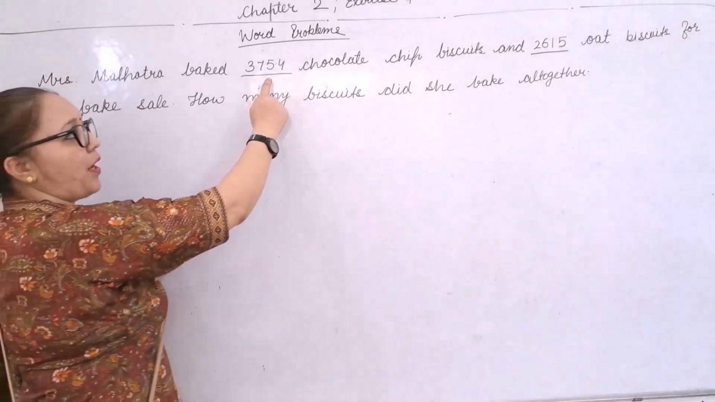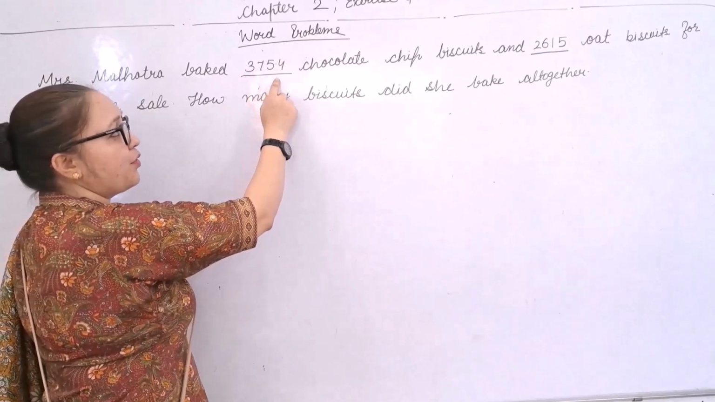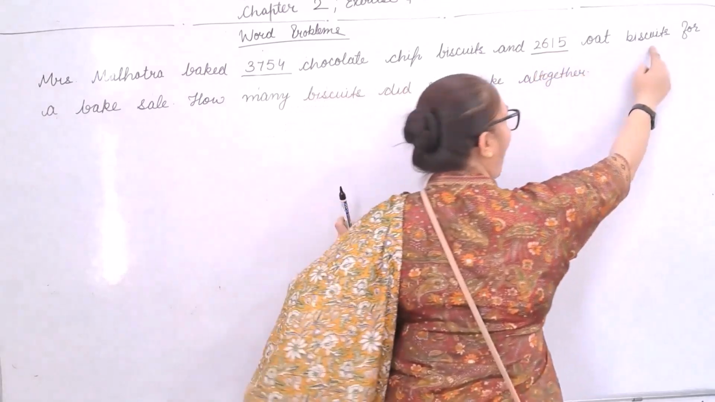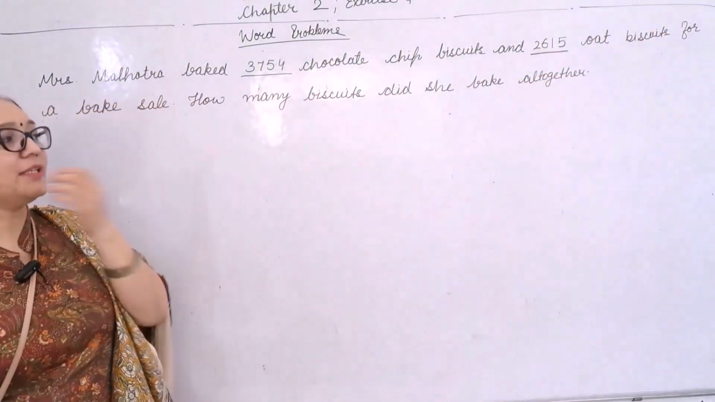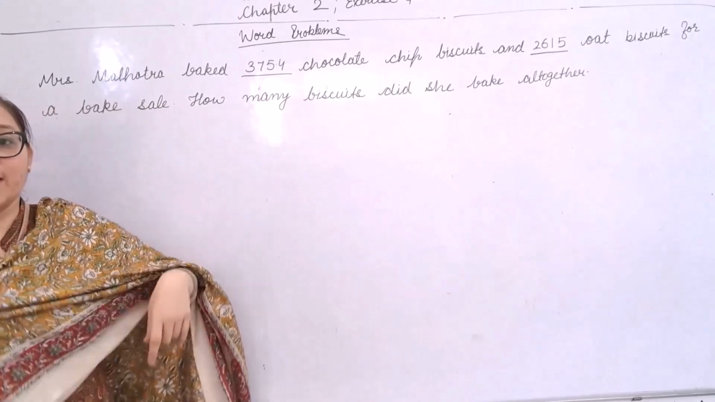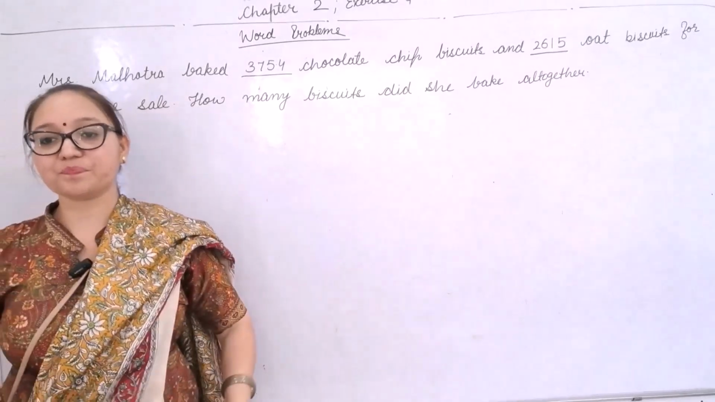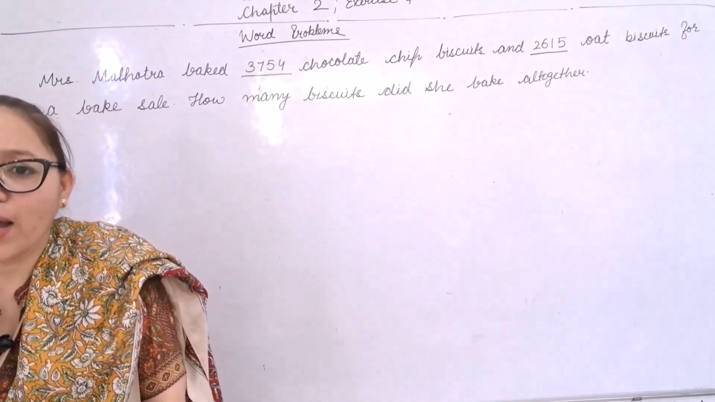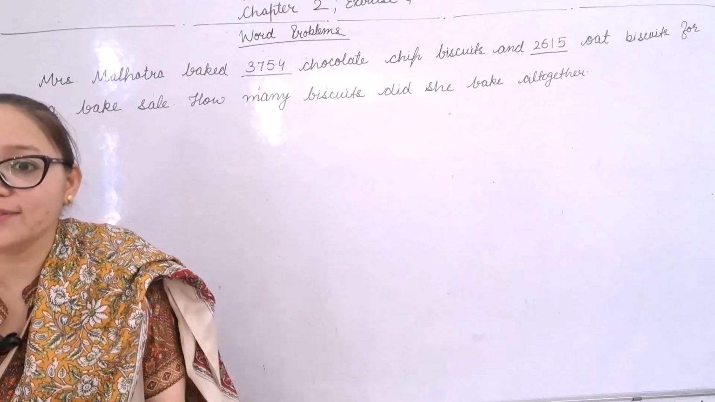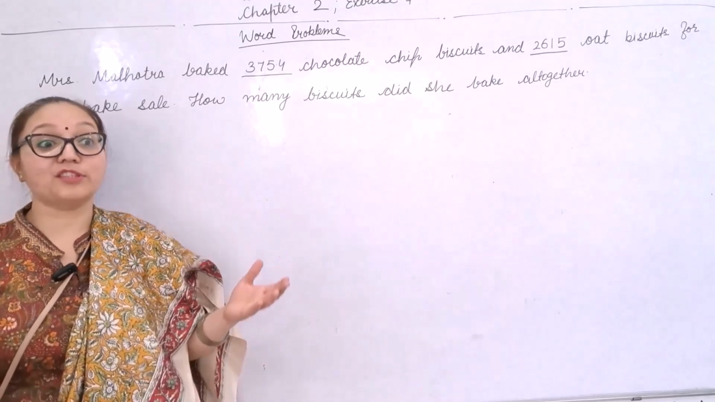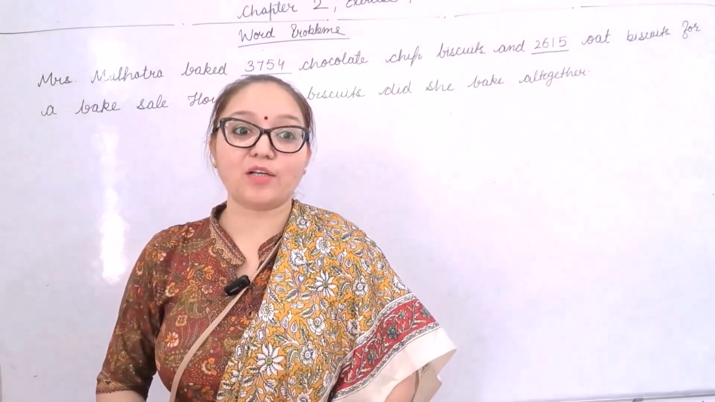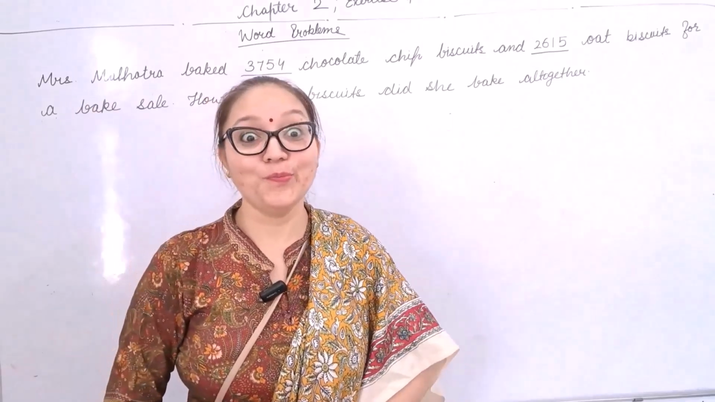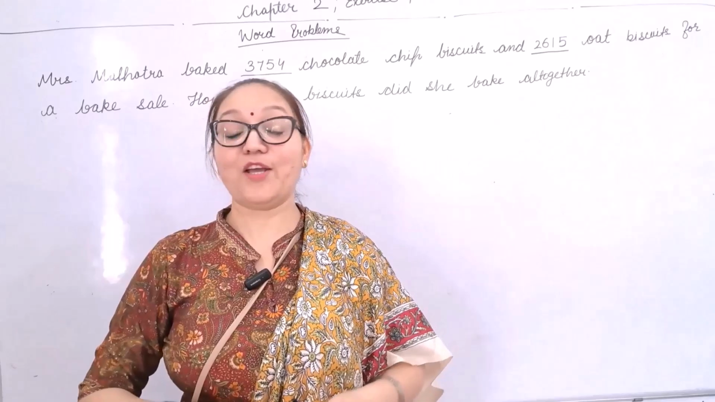So she has prepared 3,754 chocolate chip biscuits and 2,615 oat biscuits. So how many biscuits did she bake altogether? Can you tell me what we would do in this question? Ma'am, how can somebody bake so many biscuits? Why can't they? They would be having a bakery. Within a bakery, thousands and lakhs of biscuits can be prepared at one go. They have large ovens which fill the whole room, and in one go they can bake so many biscuits.